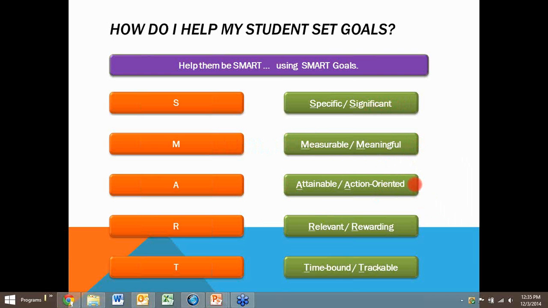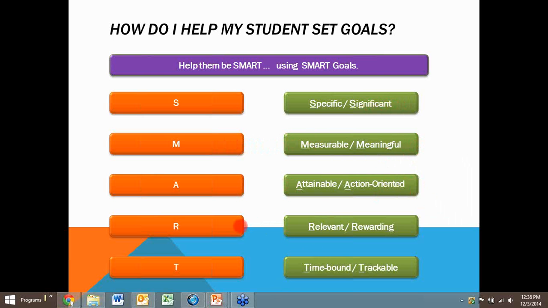You can also focus on the A being more action-oriented. Action-oriented relates to the fact that setting the goal is just one part of the goal process. If you just write out a goal, put it on a piece of paper, and you never look back at that goal, and you never take any steps towards achieving that goal, you're not going to see a difference in your life or in your students' life. So the A reminds us that we have to take action as every opportunity presents itself to work towards the outcome of our goal.